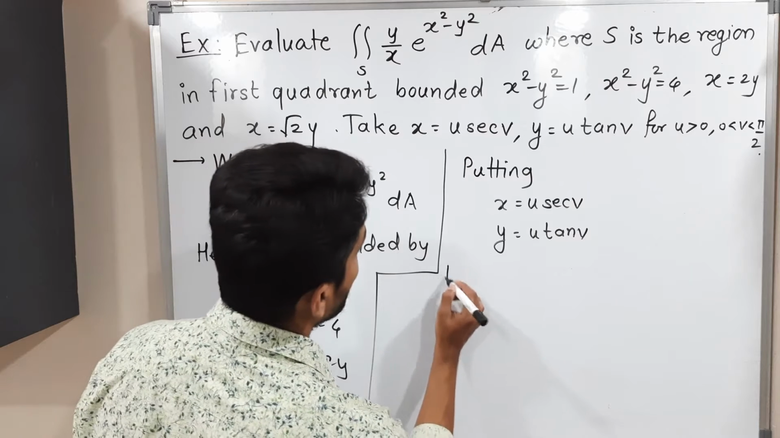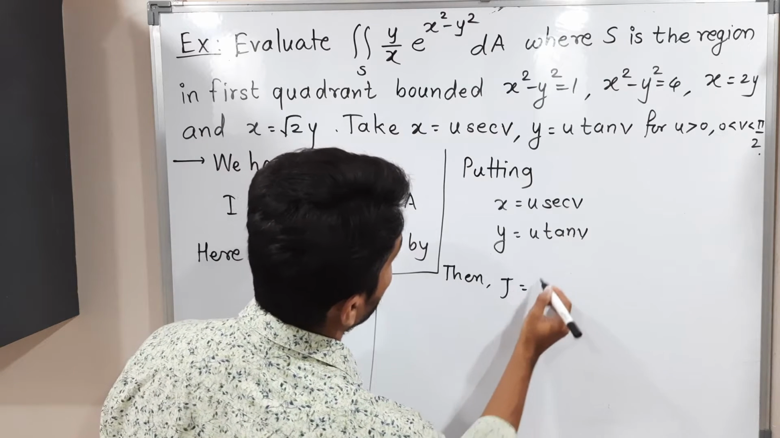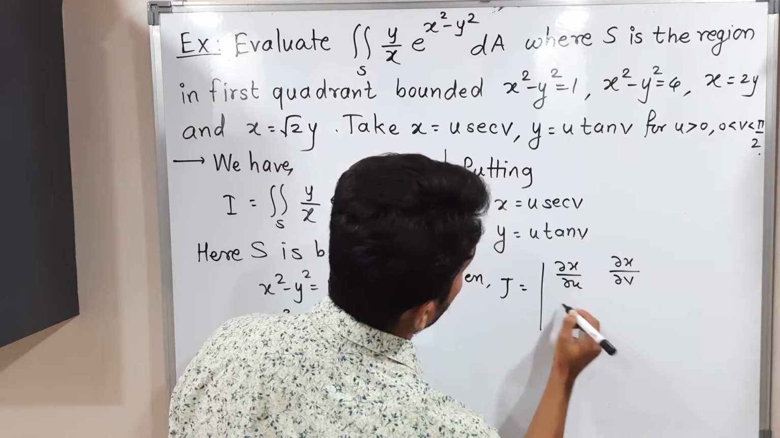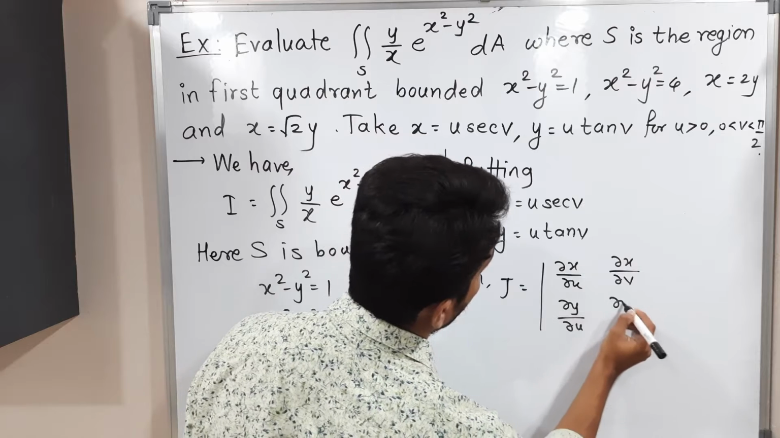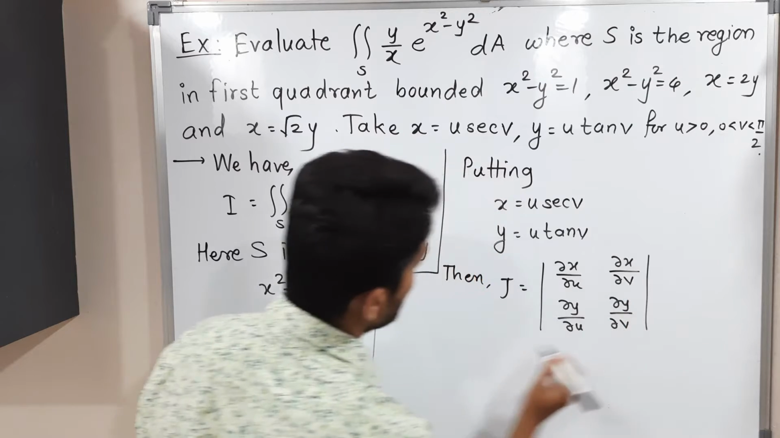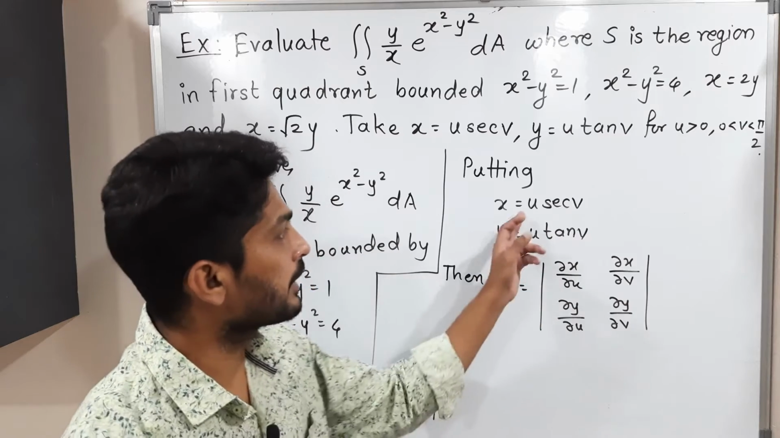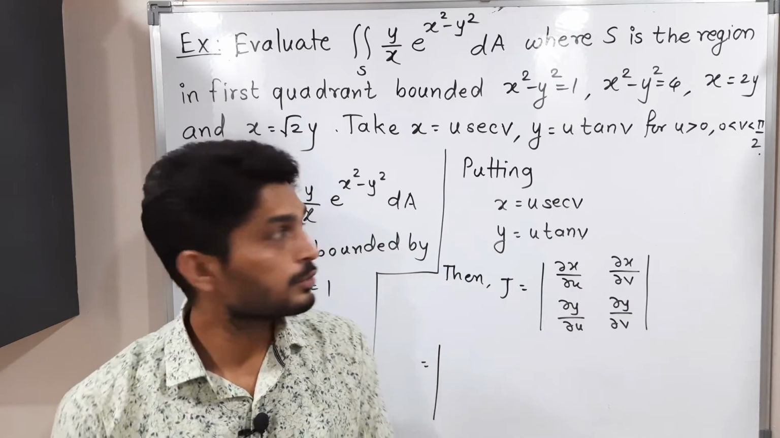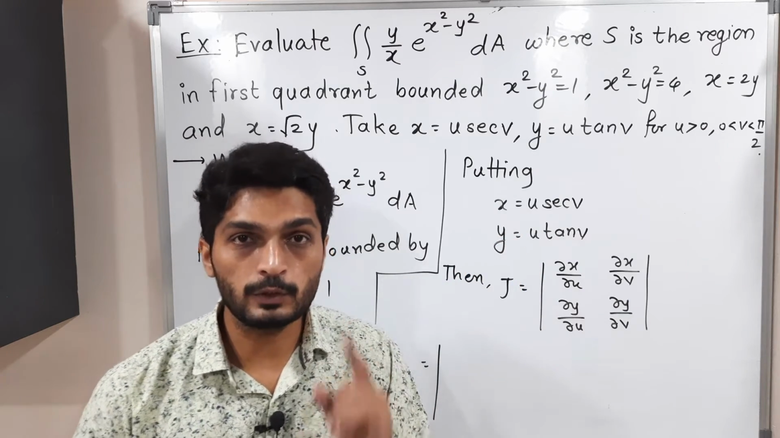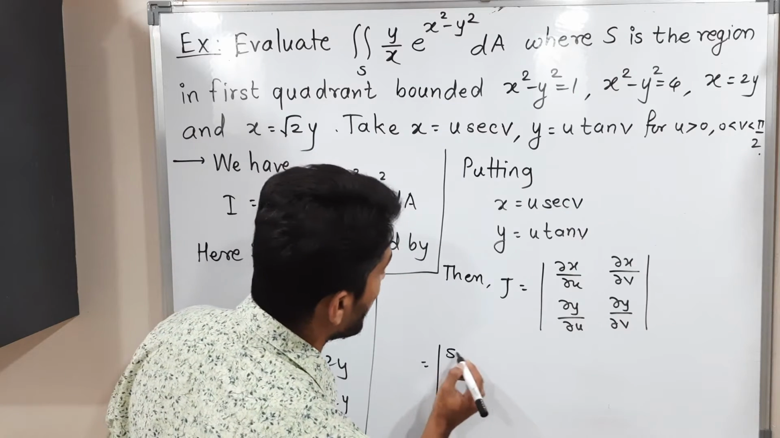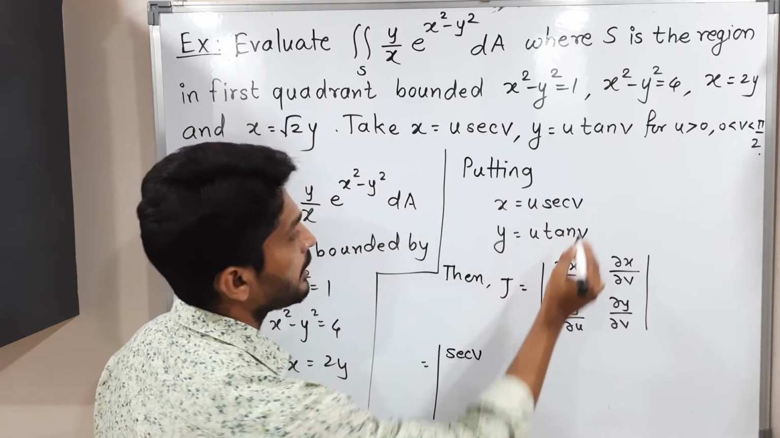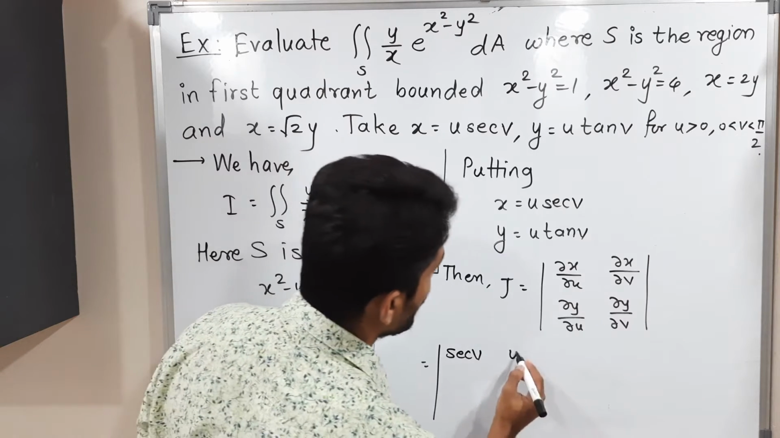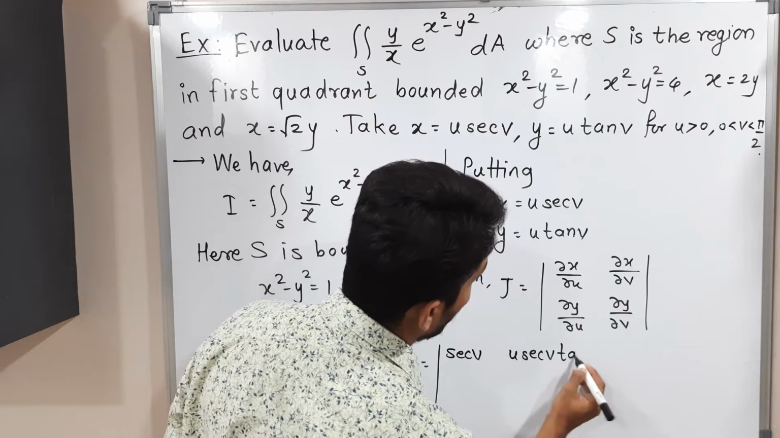Do you remember the formula of the Jacobian? It is the determinant of del x by del u, del x by del v, del y by del u, and del y by del v. So let us find their derivatives. Derivative of x with respect to u. When we find the derivative with respect to u, we consider v constant, so sec v is constant. Derivative of u is 1, so 1 into sec v, we will have sec v. Derivative of x with respect to v. So u is constant and the derivative of sec v is sec v tan v. So u sec v tan v.